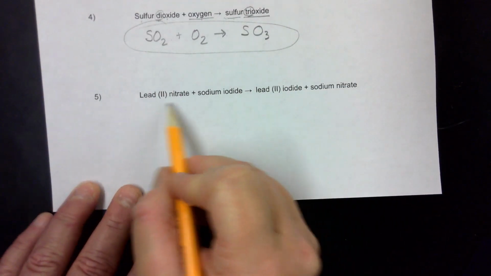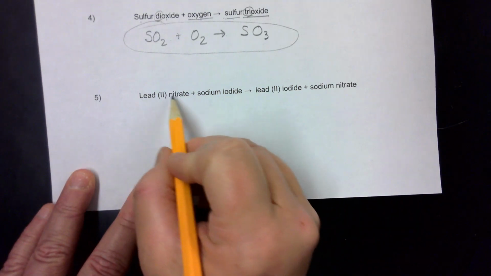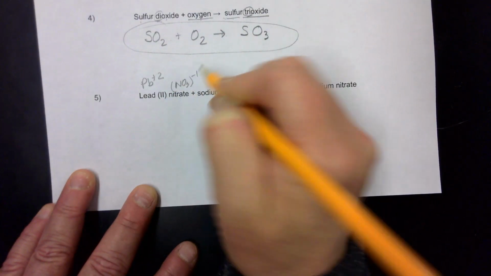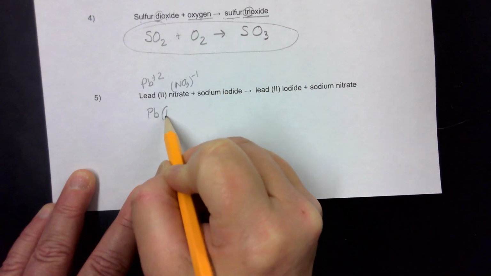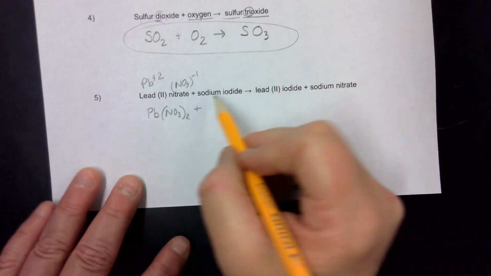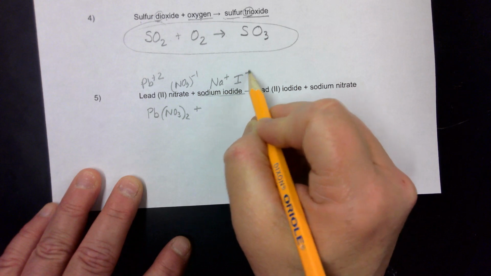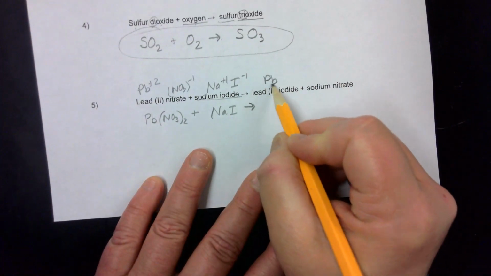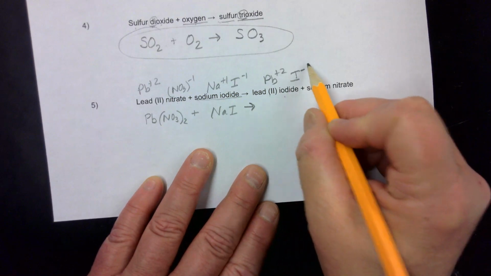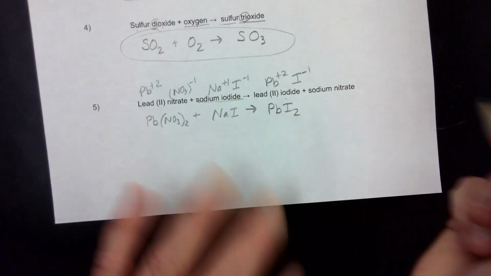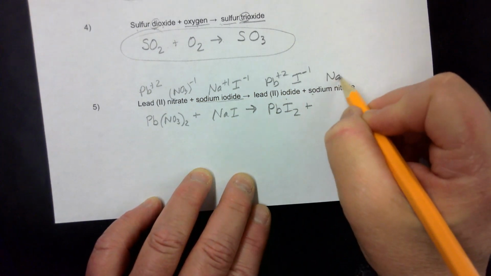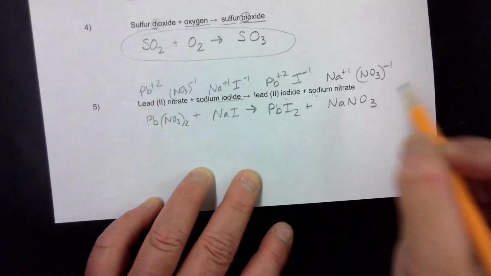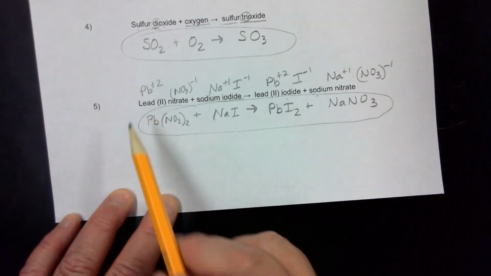Number 5, lead 2 nitrate. Okay, so we're back to naming ionic compounds. Lead 2, that's Pb plus 2. Nitrate from reference table E is NO3 with a minus 1. Dropping and swapping, I'm going to have Pb(NO3)2, plus sodium iodide. Sodium is a plus 1, iodide's a minus 1. So that's NaI, turning into lead 2, that's Pb plus 2, iodide is I minus 1, so this becomes PbI2, plus sodium nitrate. Na is sodium plus 1, nitrate NO3 minus 1, so that's just NaNO3. There you have it, not a balanced equation, but that was not the point.